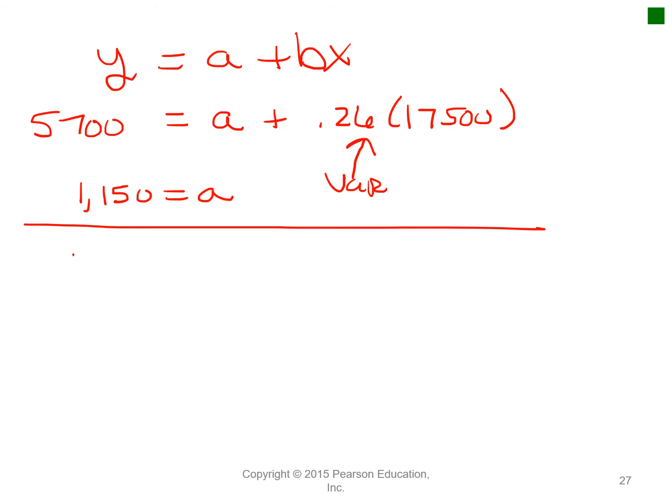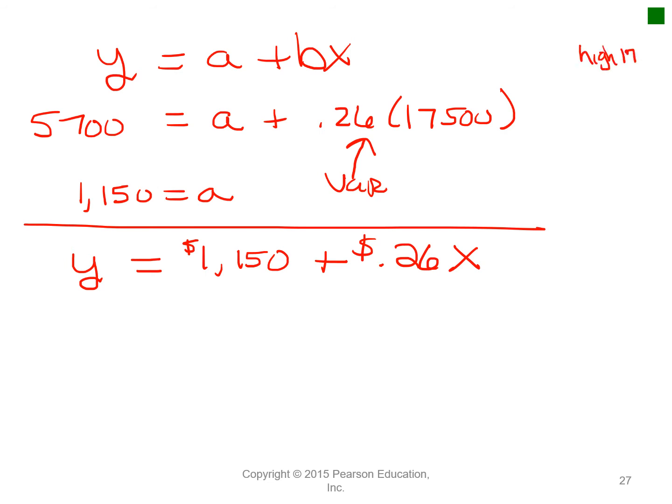This is our cost equation to say our total mixed cost would equal your total fixed cost, which is 1,150, plus your variable cost per unit multiplied by X. Now, all these numbers are basically only valid within that relevant range, which is 3,000 units, because if you go back, the high point we said was 17,500, and the low point I believe was 14,500.